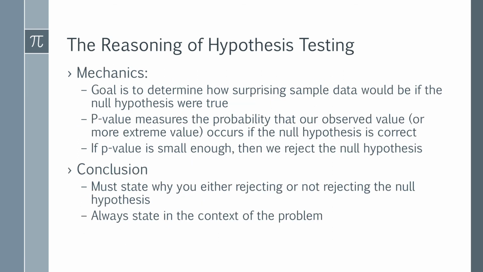For the mechanics of our testing, the goal is to determine how surprising sample data would be if the null hypothesis were true. The p-value measures the probability that our observed value or a more extreme value occurs if the null hypothesis is true. If the p-value is small enough, then we reject the null hypothesis. For our conclusion, we must state why we are either rejecting or not rejecting the null hypothesis, and we always state the conclusion in the context of the problem.